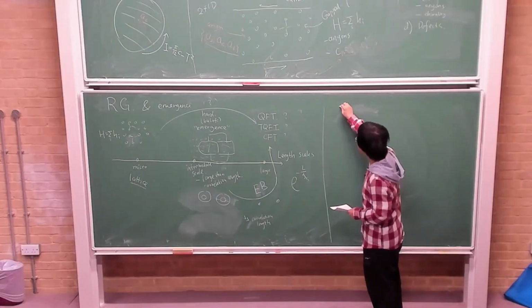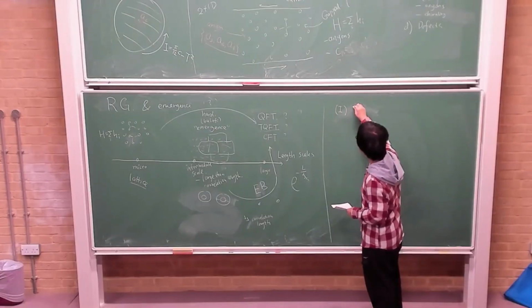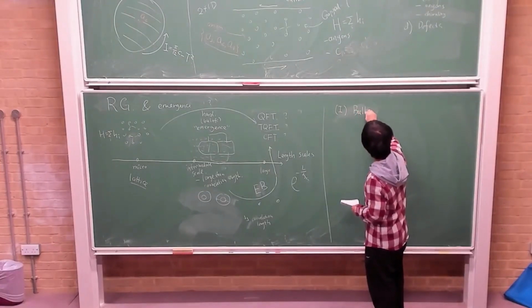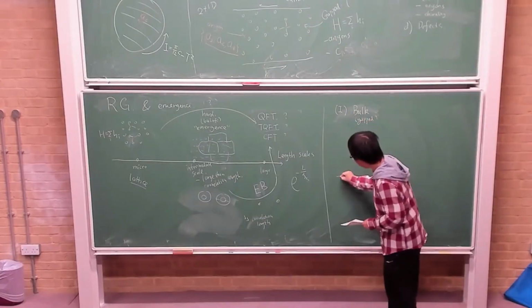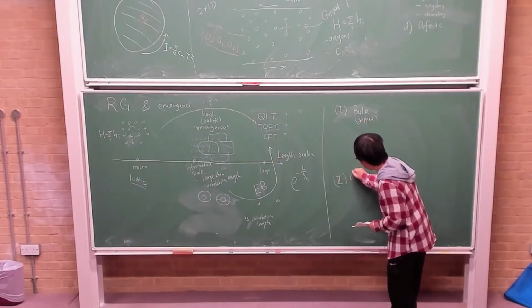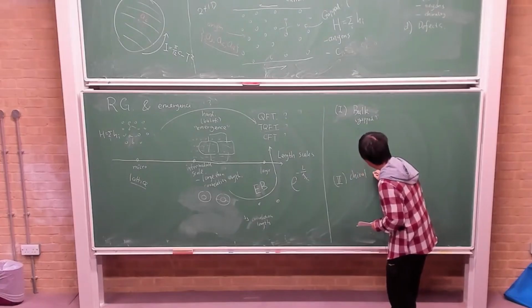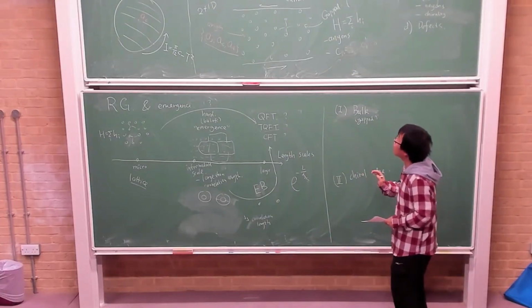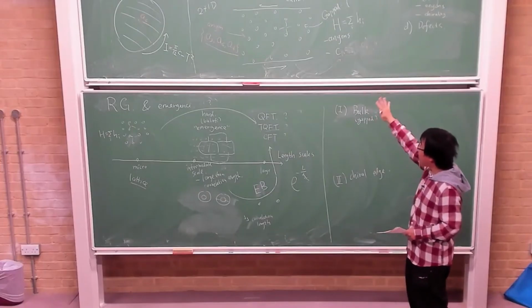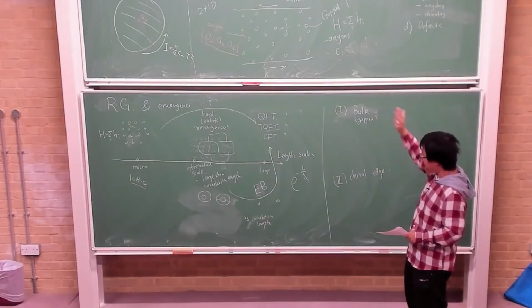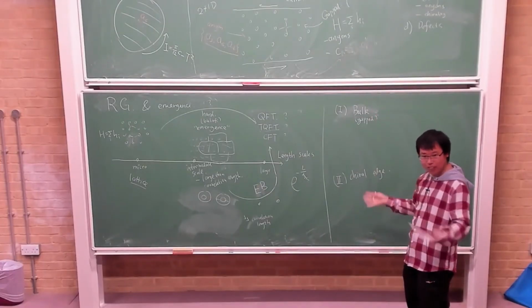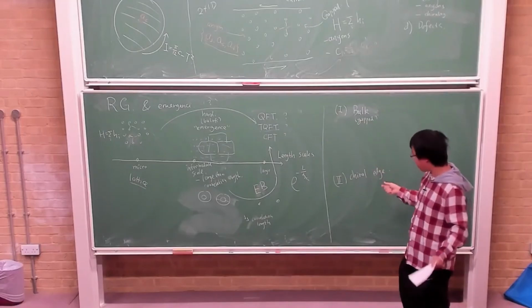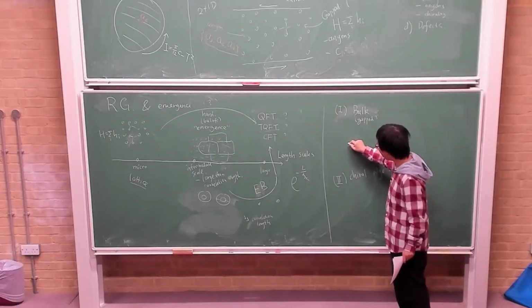Okay, so to be more precise, there are two questions. One is about the bulk gap. Two is about the chiral edge. When I introduce this problem, I try to give a context where both problems appear, but actually there are two problems which can be studied separately.